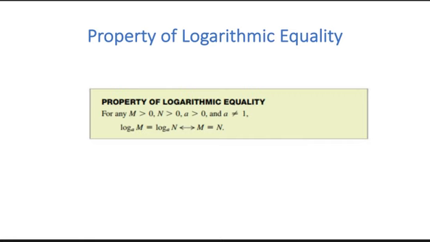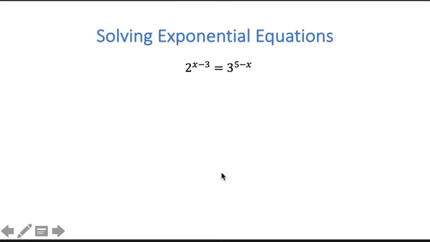Okay, one more property that we want to talk about here, and this property is the property of logarithmic equality. This is similar to that last property, but here we have log base a, log base a. So if the bases of these logarithms are the same, then the arguments are the same. So look at this exponential equation. You cannot solve this by making the bases the same. You cannot solve this by writing it in log form. So we need another way to do this. We're going to use that property we just learned.